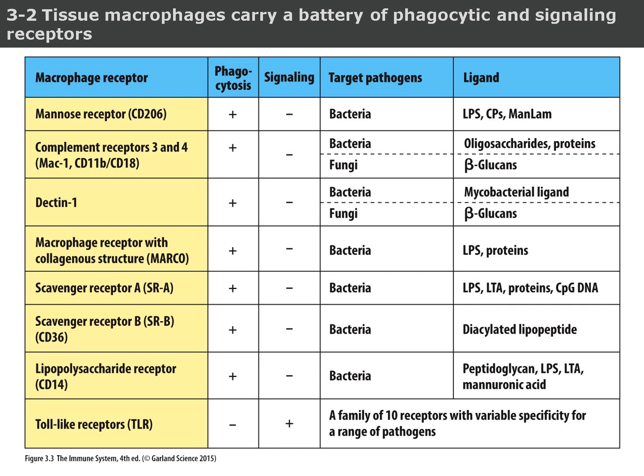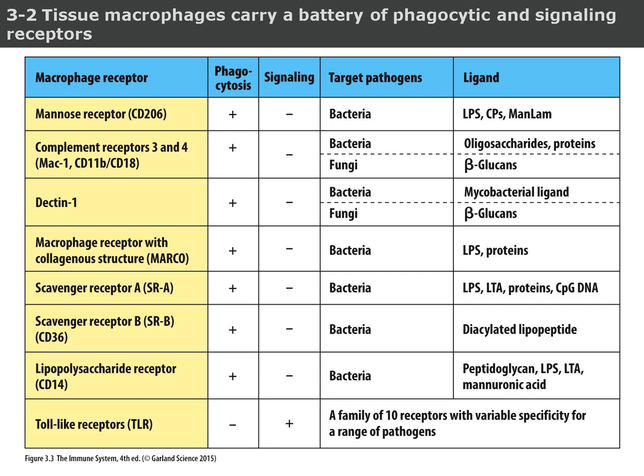The mannose receptor, known more formally as cluster of differentiation 206, assists macrophages in engulfing bacteria by recognizing specific sugar molecules found on bacterial surfaces, including lipopolysaccharide, capsular polysaccharides, and mannosylated lipoarabinomannan. Complement receptors, identified as complement receptor 1 and cluster of differentiation 11b and 18, are also involved in engulfing microbes.